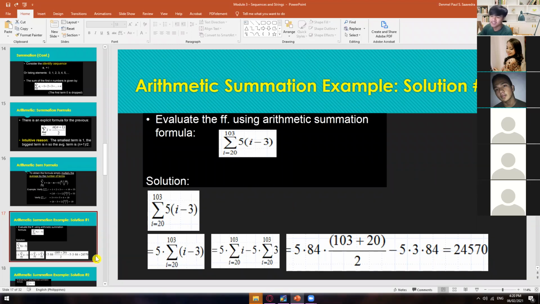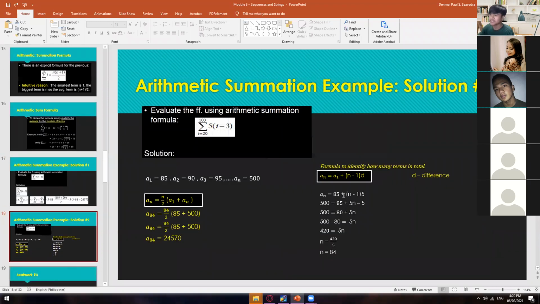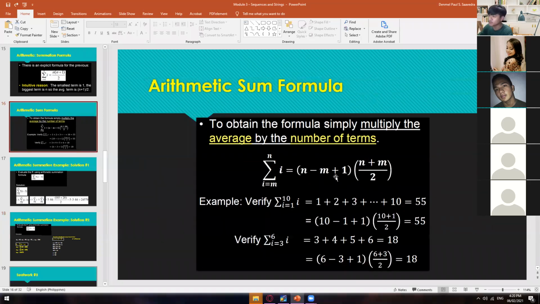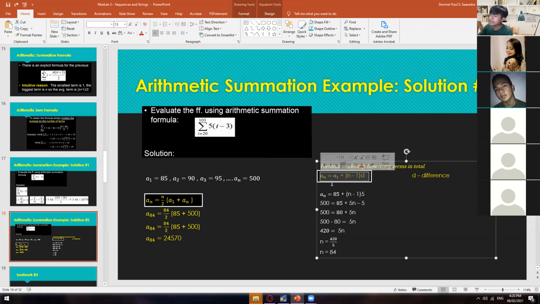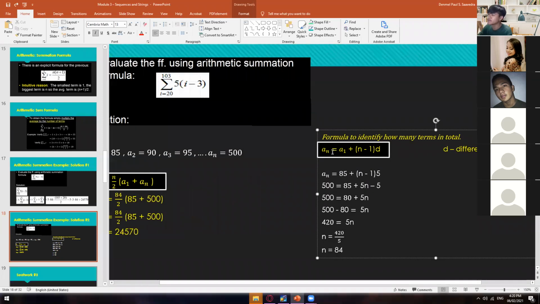Not that much. Okay, so anyway, we have another solution, which is solution number 2. You can use this one, but you have to memorize 2 formulas instead of memorizing the other one. For the first formula, you have to memorize this: a sub n is equal to a sub 1 plus (n minus 1) times d. I hope you guys can see this one. It is quite small.